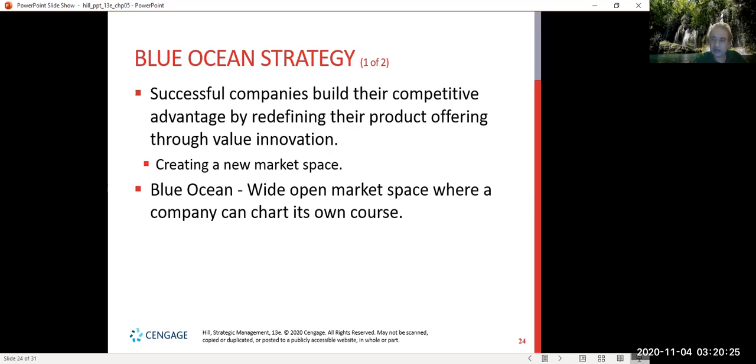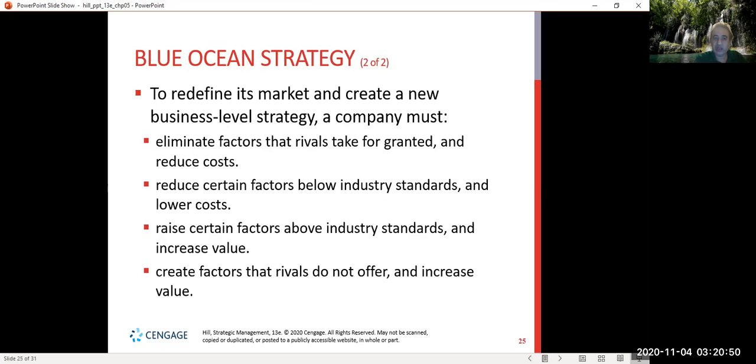Examples of a company are Dell in 2000, when they found a new space for their product, and IKEA, the furniture company, which found a new space for its furniture offerings. So these are two examples which followed the blue ocean strategy, and their blue ocean came through innovation. Sometimes innovation creates a blue ocean for a company. So to redefine its market and create a new business level strategy, a company must first eliminate factors that rivals take for granted and reduce cost.